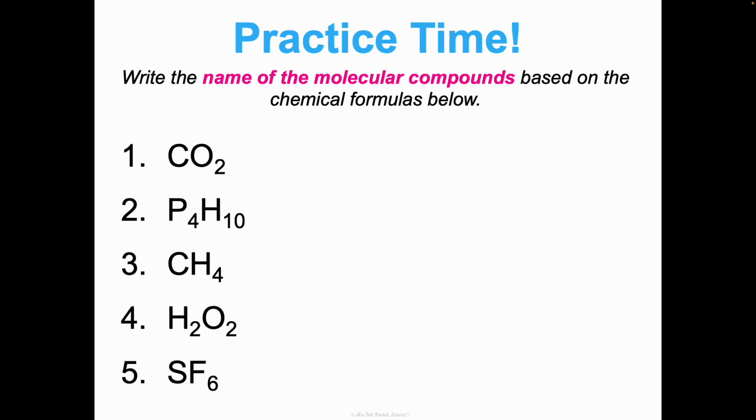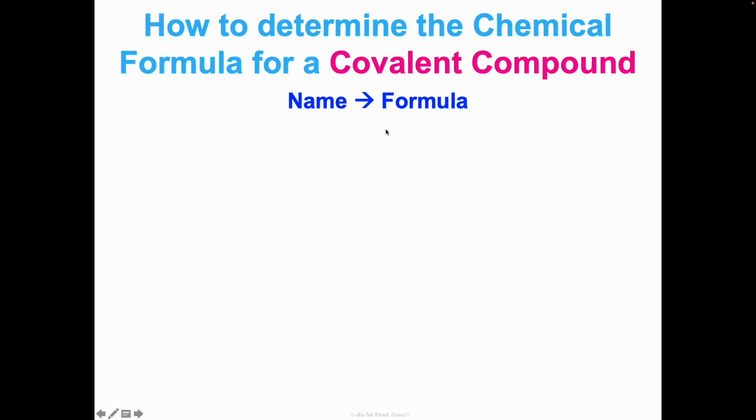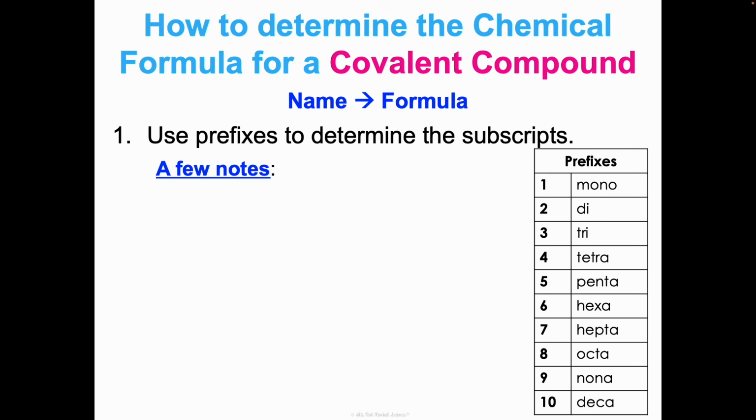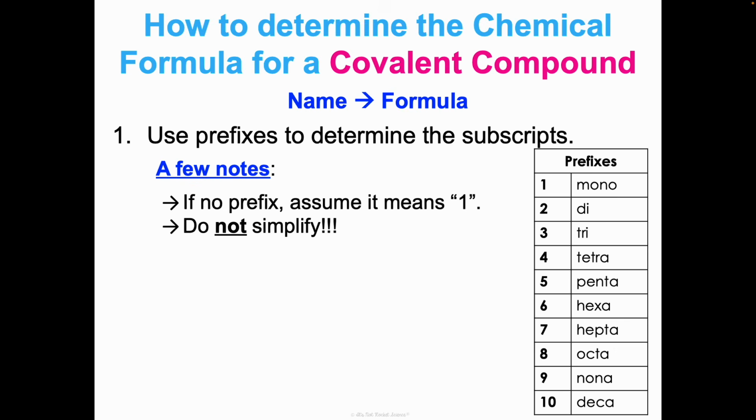In class, we're going to pause and practice, but for the sake of the video, we're going to now talk about how you determine the chemical formula. So going the other direction. I give you the name, you do the formula. This one's so great. The prefixes tell you the subscripts. So remember, you're going to have these with you. A few notes. If there's no prefix, you can assume it means 1. Do not simplify. Remember, these are not ratios. These are telling you exactly what it is, okay?